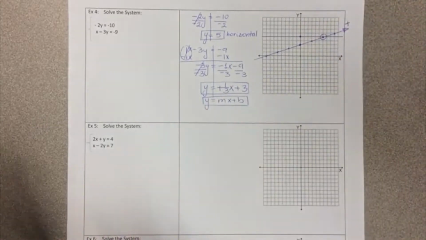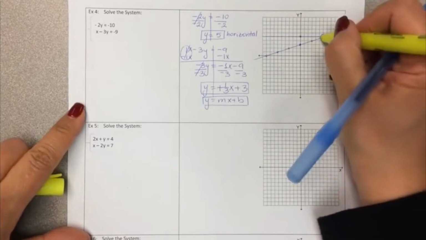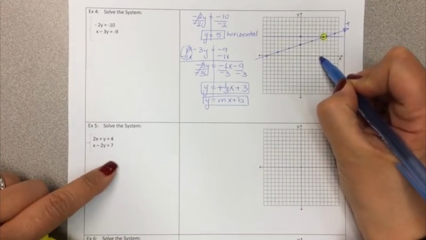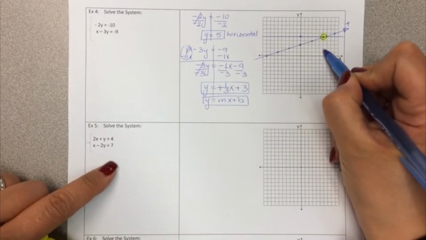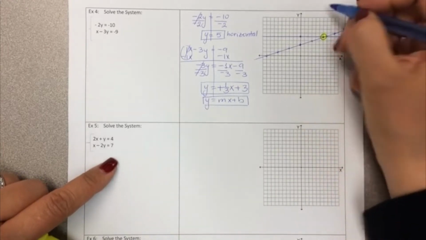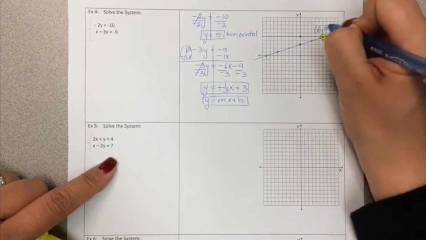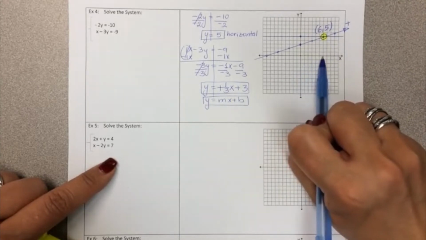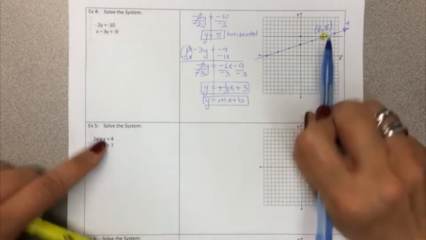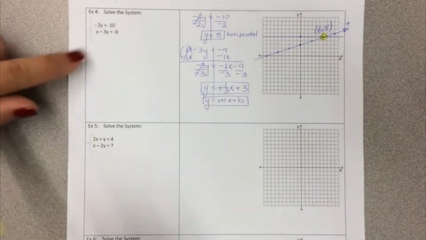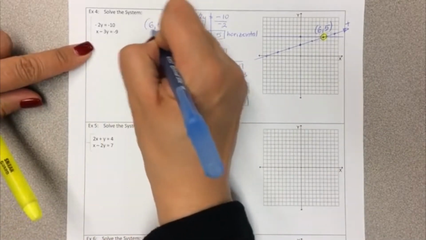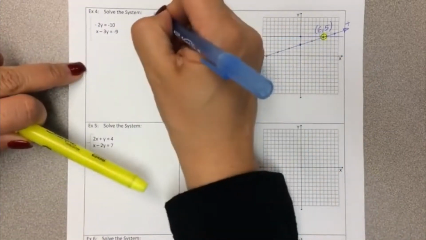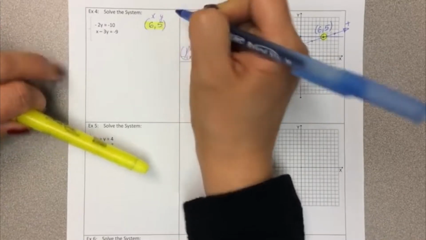The solution is the cross point of the two lines, the location 1, 2, 3, 4, 5, 6 for x, 1, 2, 3, 4, 5 for y. So that would be 6, 5. Let's check that. 1, 2, 3, 4, 5, 6. 1, 2, 3, 4, 5. When we check, we have to replace both equations with x 6 and y 5.